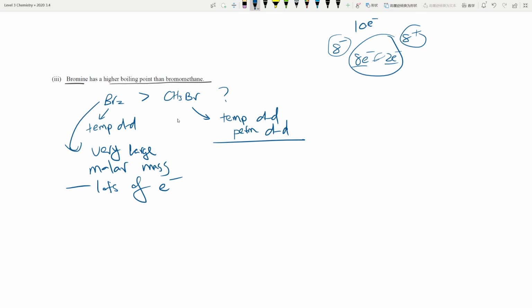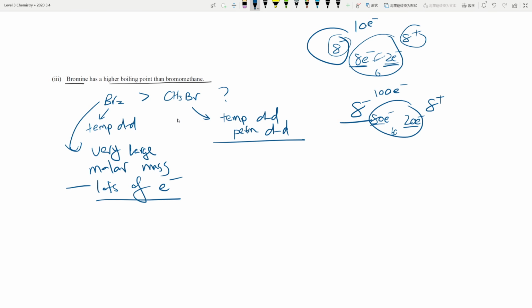So this is temporary. But when you have a large molar mass and lots of electrons, let's say instead of using 10 electrons, let's use 100 electrons. What if I have 80 electrons on the left-hand side? Again, not a scientifically fully correct diagram, but I'm just trying to get you to understand. Can you look at the ratio here? This is 8 versus 2, this is 80 versus 20. So this difference is 6, this difference is 60. Can you see this negative is going to be a lot stronger than this delta negative because you have more electrons?